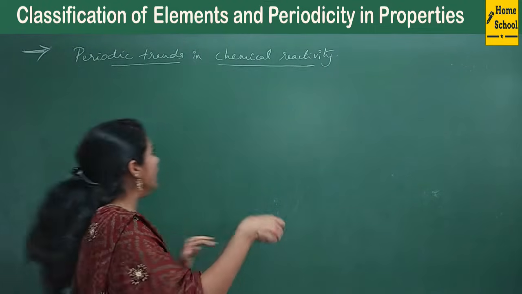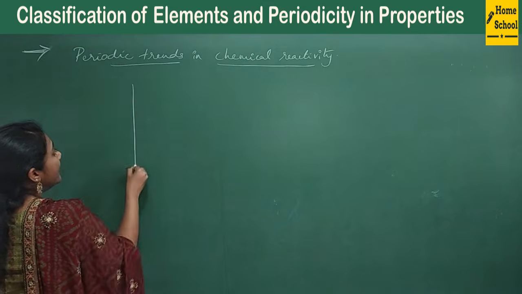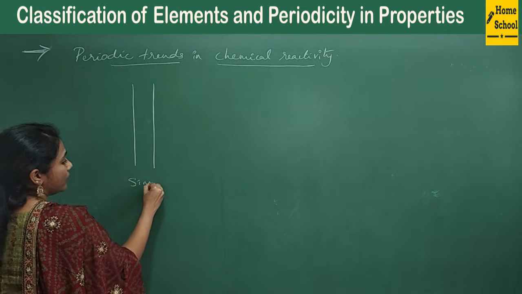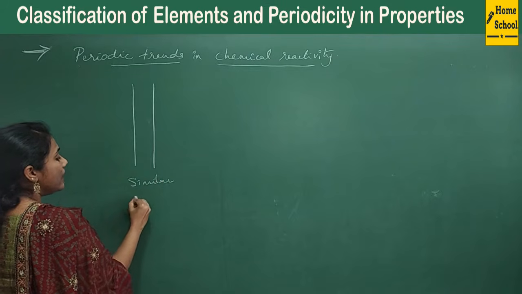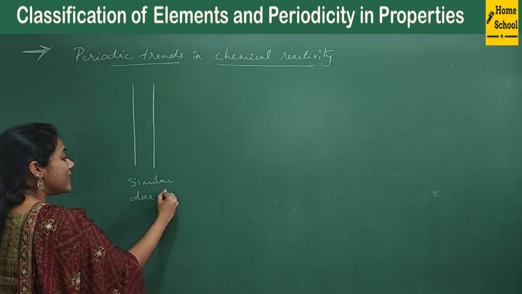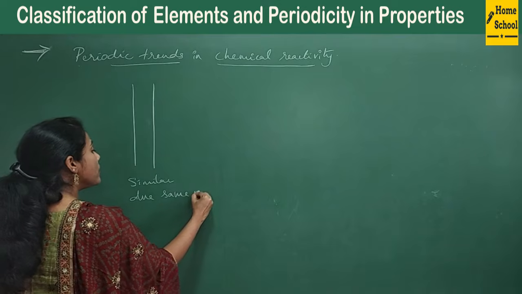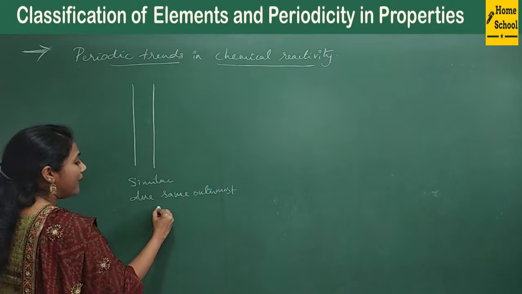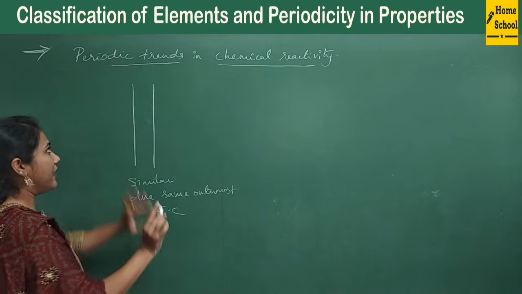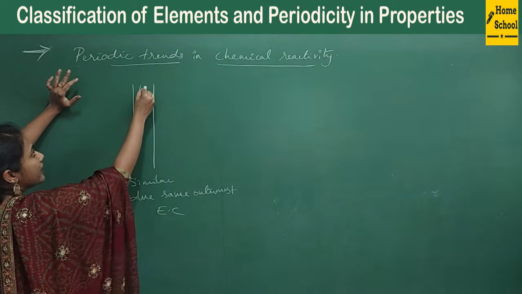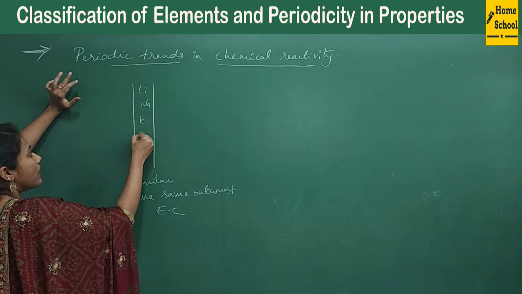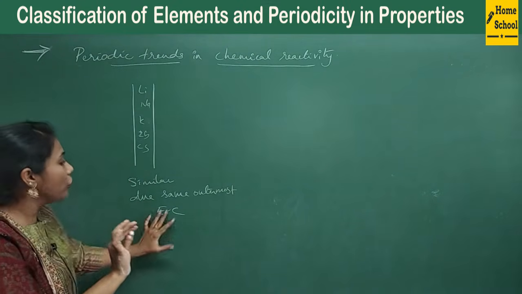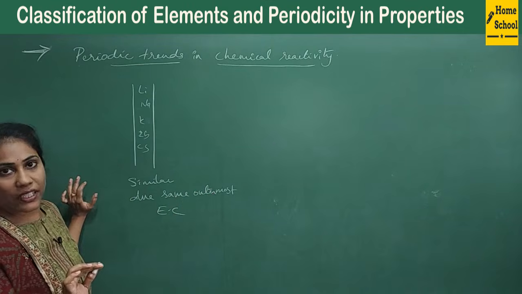So we all very well know that the elements placed in the same group are similar. Why they are similar is due to the same outermost electronic configuration. So this is a very basic point that we understand, right? For example, first group, lithium, sodium, potassium, rubidium, cesium, all are quite similar. It's due to outermost electronic configuration.